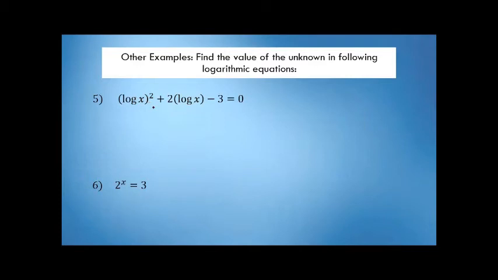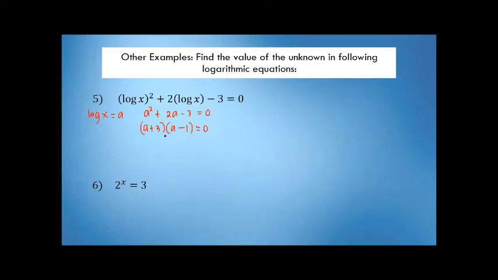So, i-represent natin itong logarithm of x into a muna. So, represent muna natin logarithm of x as a. Then, i-substitute natin yung a. So, pwede magiging ganito siya. A squared plus 2a minus 3 is equal to 0. Then, i-follow natin yung factoring ng quadratic equation. We have a plus 3 times a minus 1 is equal to 0.